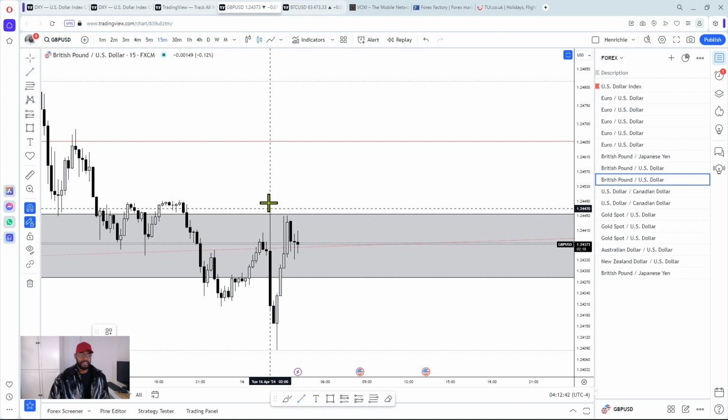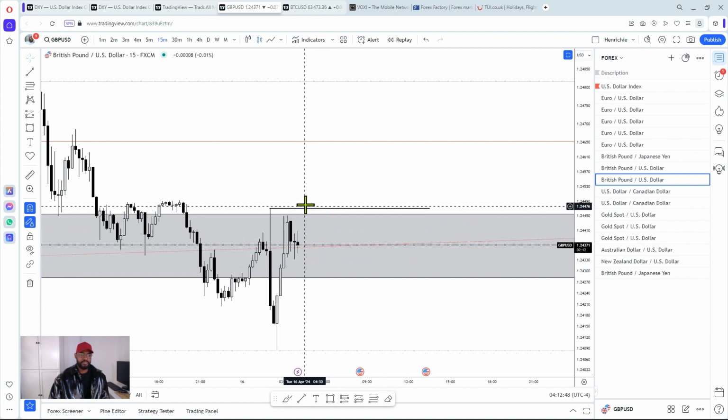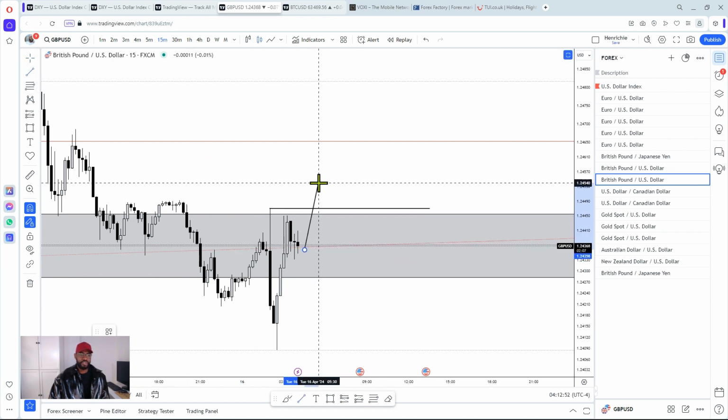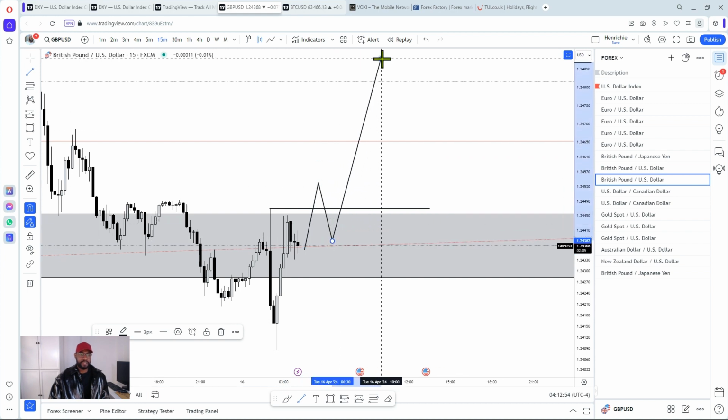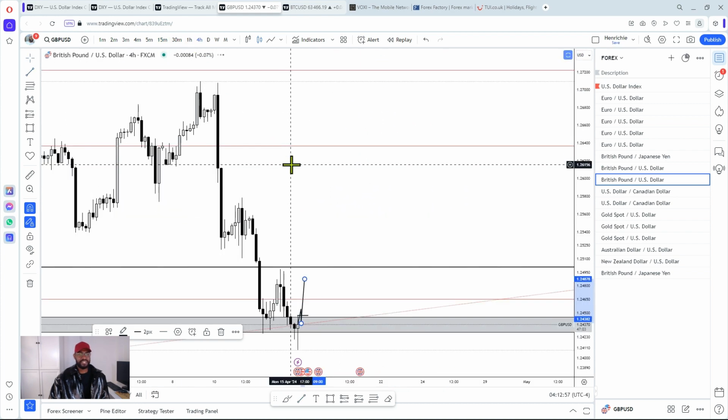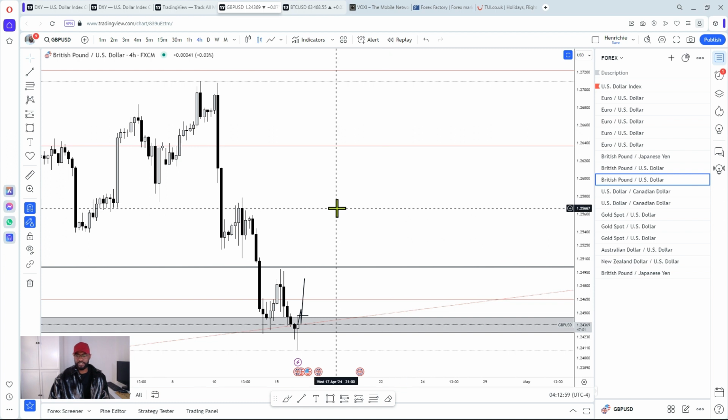We have a high right here. So I'm going to be watching this high closely to see if we're going to have a confirmed break of structure right here. If we do confirm a break of structure, then I'd like to see a retest, potential continuation to the upside, because I still remain bullish on GBP US dollar. So that is my analysis on GBP US dollar.